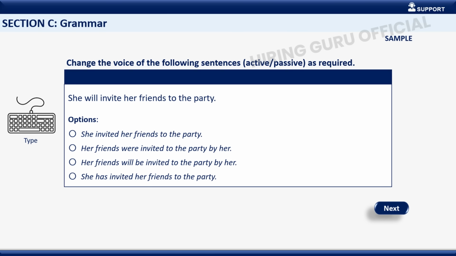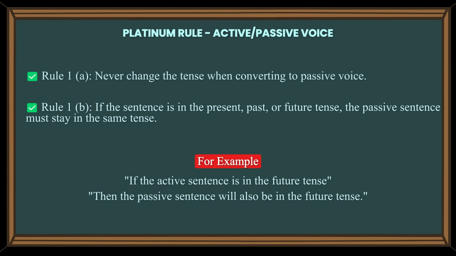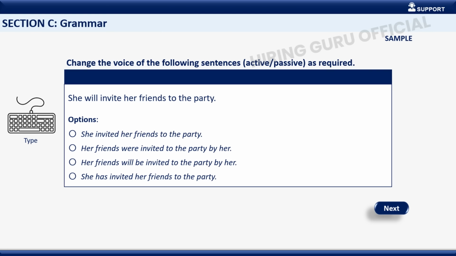Let's do one thing. I'll give you 10 seconds. Now try to use the rule I just explained and convert this active voice sentence into passive voice. Your time starts now.